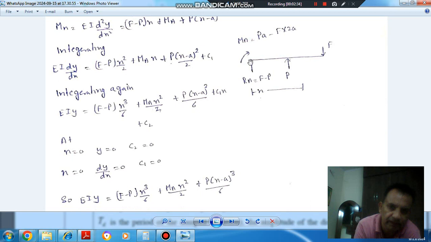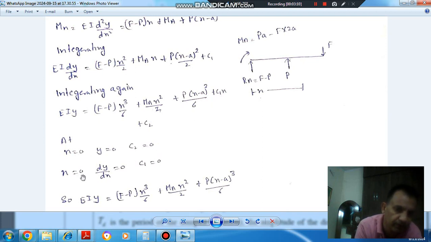So at this end, at x equal to 0, y is equal to 0, so C2 is equal to 0, and at x equal to 0, dy by dx is 0. At the built-in end, both slope and deflection are 0. So if we put x equal to 0, y equal to 0 in this equation, then this will be 0, this will be 0, this will be 0, and this term will be negative, because 0 minus A. So all the negative terms within the bracket are taken as 0. So this will be 0, so C2 will be 0.